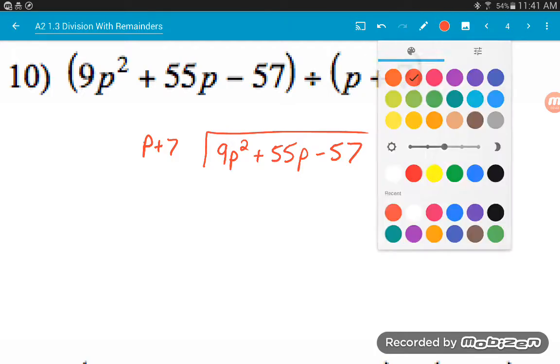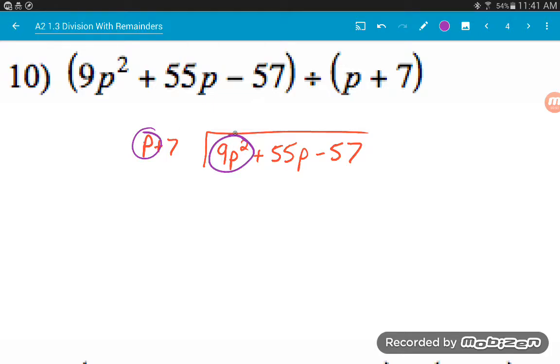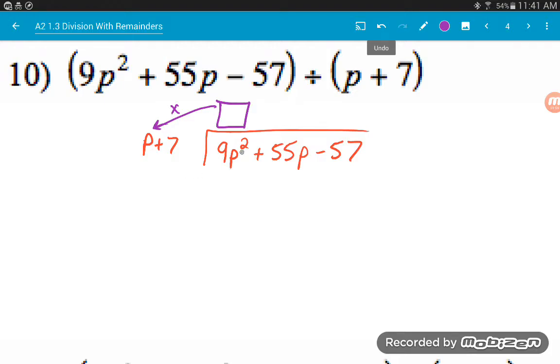First thing we have to ask ourselves is, how many times does p go into 9p squared? That is, what could I put here that I could multiply by p in order to get this? So I know it's definitely got to have a 9, because 9 times p would be 9p. This is p squared. So I'm going to put 9p here and try that. 9p times p is 9p squared. Okay, so that's how I know it's the right term.